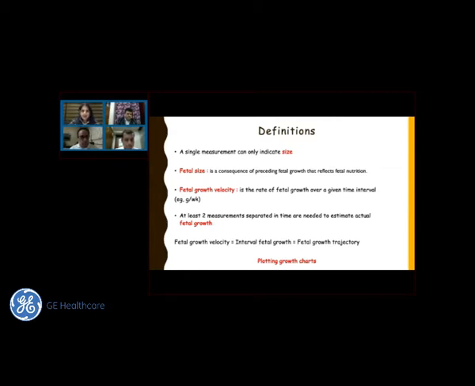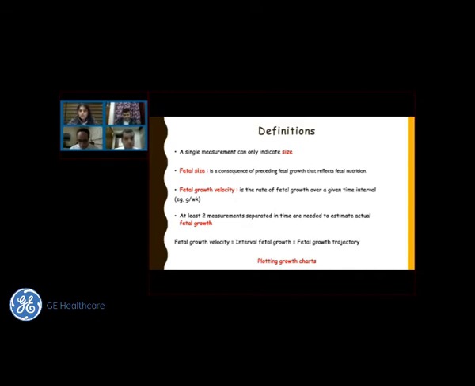Okay. Fetal growth velocity is the rate of fetal growth over a given time interval. Okay. For example, grams per week. If I have measured a baby today and it weighs 1.2 kilos, if I measure it after 2 weeks and if it weighs 1.5 kilos or 1500 grams, there has been an optimal interval growth of 300 grams over the last 2 weeks, which is more important than the 1.5 kgs today. Okay, so we'll come to the growth charts where I could elicit that better.